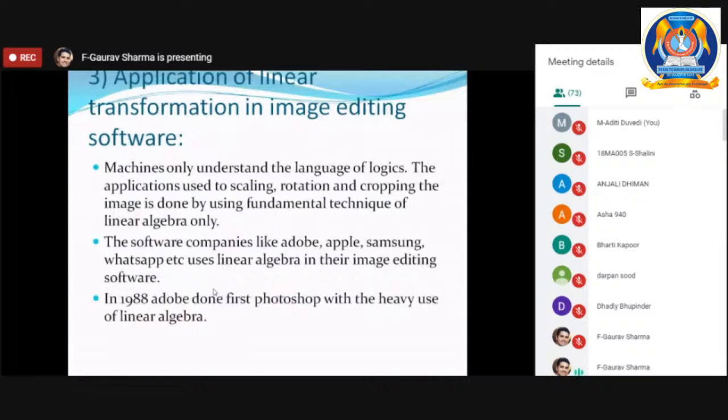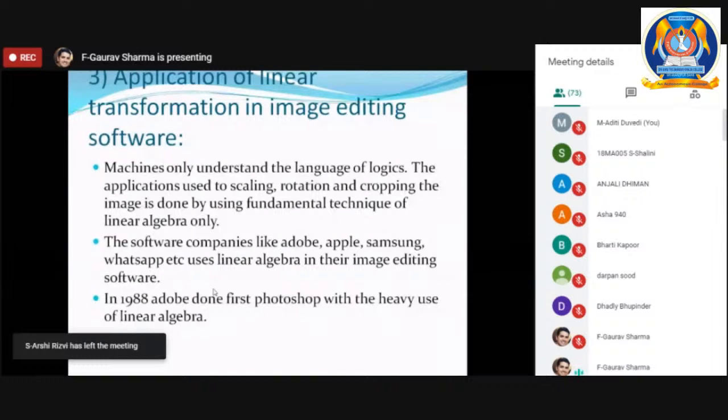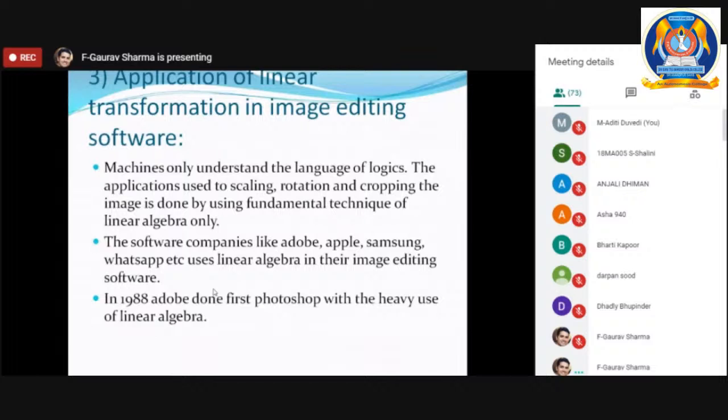A very important application of linear transformation is in image editing software. Machines only understand the language of logic. The applications used for scaling, rotation, and cropping an image work by using fundamental techniques of linear algebra only. In fact, we have discussed the linear transformation and its geometry in detail.